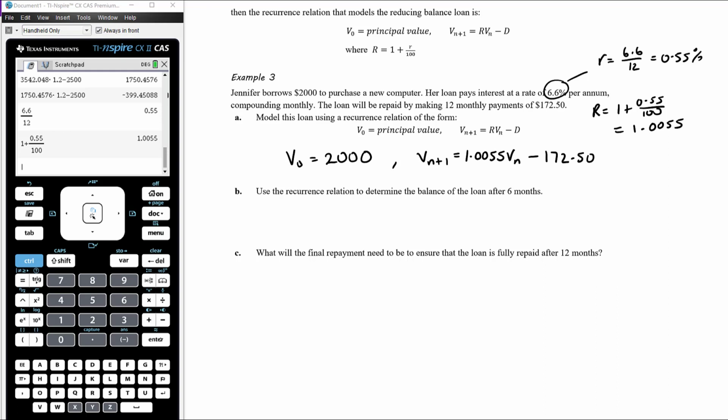Now, in further maths, we'll always deal with loans where, and realistically, it's the more common thing, the interest is added on first and then you subtract the payment. Okay, so it's always going to follow this model.